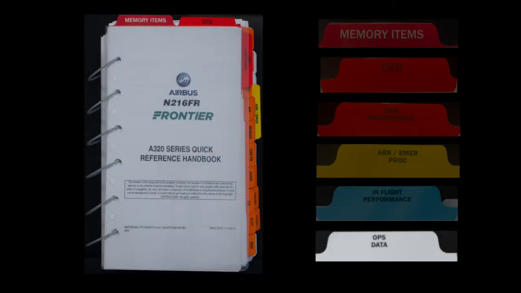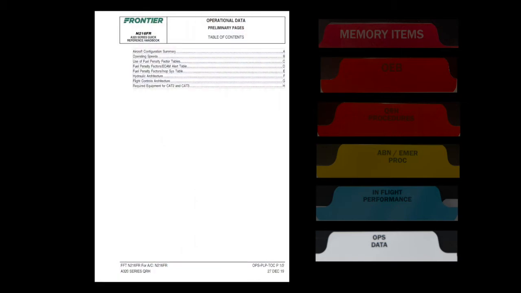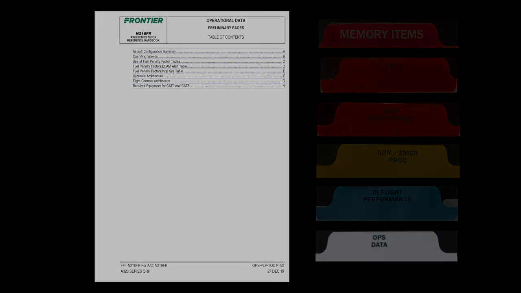The last section of the QRH is the operational data section. This section contains additional information available to the flight crew about the aircraft.